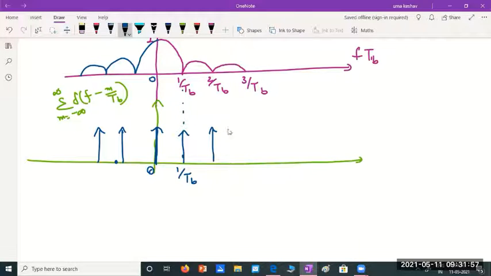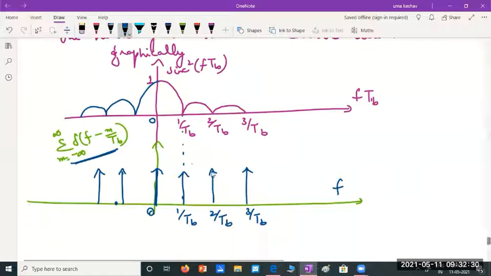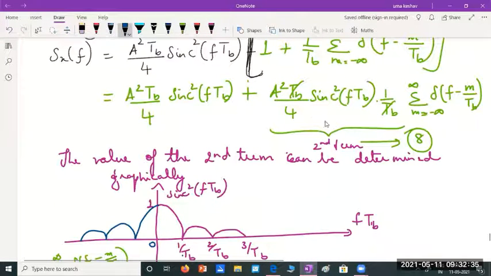At 2 by TB, I will have the next impulse. Put m is equal to plus 2, you'll have the next impulse there. At 3 by TB, you will have the next impulse, and so on this side also. Okay. So this is the graph for what? Delta F minus m by TB summation. So we have written the graph for both what? Sinc square FTB and the delta summation. So what is it which I have here in this second term?